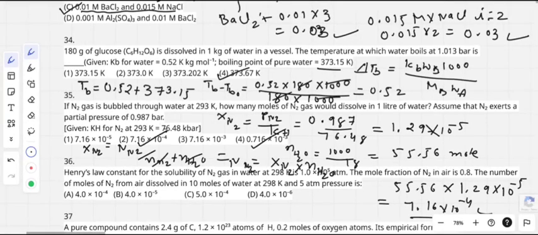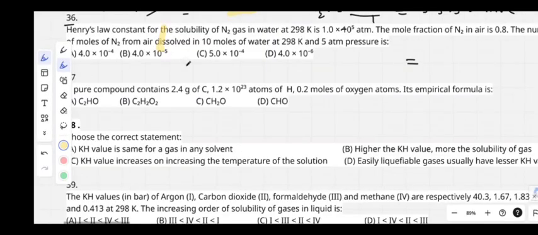Next I move to question number 36. The constant for the solubility of nitrogen gas in water at 298 K is 1 into 10 raised to 5. The mole fraction of nitrogen in air is 0.8. So the number of moles of nitrogen from air dissolved in 10 moles of water at 298 K and 5 atmospheric pressure is dash.